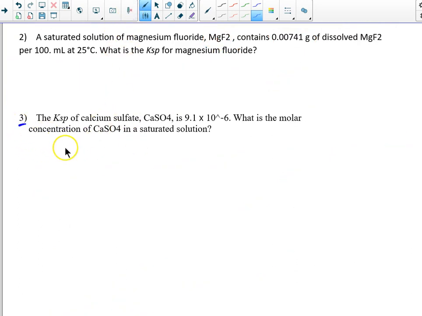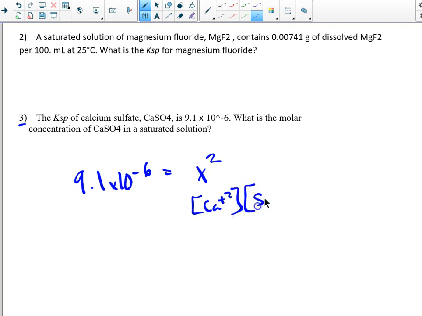Okay, number 3. KSP is this. What is the concentration of that? Did you already do it? I have mostly yeses and some blonde hair shaking back and forth as a no. All right, well, how would you do this? 9.1 times 10 to the negative 6 equals, this is a 1-to-1, right? So it just equals x squared, or Ca plus 2 and SO4 minus 2 times each other. But since they break apart in a 1-to-1 ratio, they're the same value, so just square root.